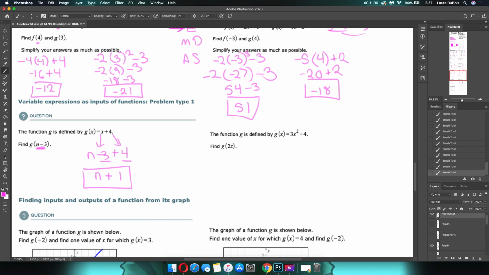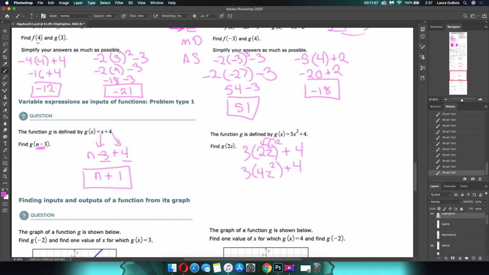Same thing is going to be applied here. 3 something squared plus 4. And what is the something in this particular case? It is 2z. All right, so the exponent, we're going to take it to everything inside. So it'll be 3 times, what is 2 squared? 2 squared is 4. z squared is just, well, z squared, plus 4.